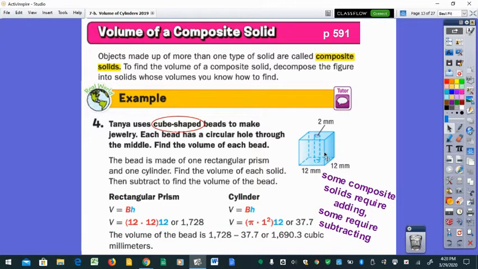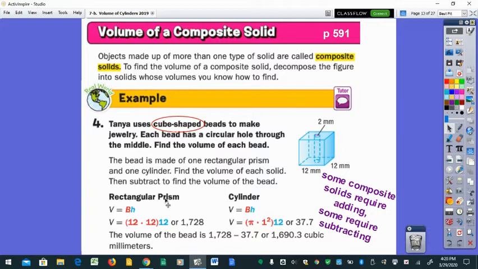So here's the first problem. You can see that it is a cube-shaped bead, and it has a cylinder drilled through it. So there's a hole here that's in the shape of a cylinder, and we want to find the volume of the bead. So basically we need to find two volumes. We need to find the volume of the cube, which is going to be 12 by 12, and since it's a cube, its height would also be 12. And that's what you see happening right down here. 12 times 12 times 12 is 1,728.